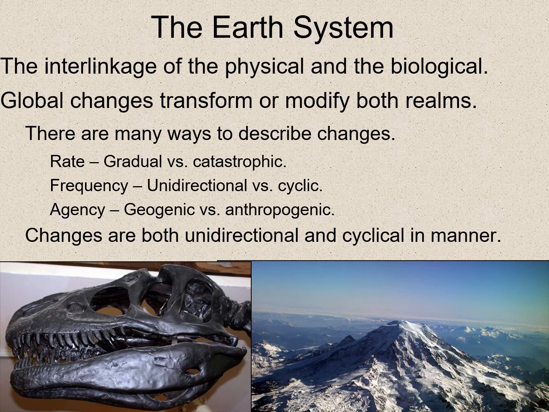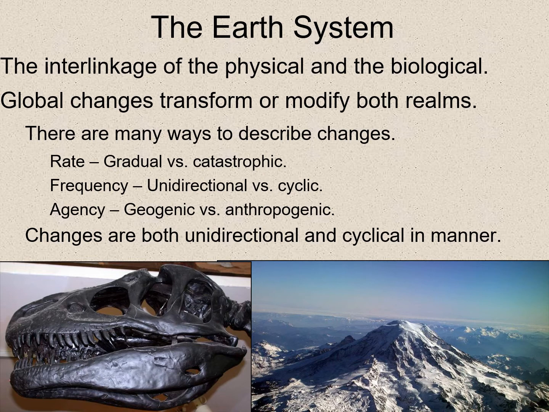And there's different ways of discussing change in Earth's history through the Earth system. One, we can talk about the rate of change. Is this a slow, gradual change or a catastrophic change? Catastrophic change would be something like a massive volcanic eruption or an asteroid impact. A gradual change would be slow, like evolution, or usually things like climate change. But sometimes rates can change. You can go from gradual to catastrophic.